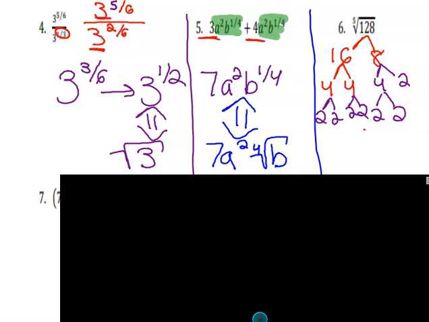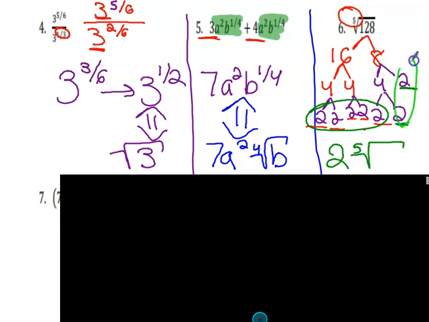All right, and then I need 5 of something in order for it to come out of the radical. So I have 1, 2, 3, 4, 5. I have a set of 5. So I take out a 2, and what do I have left over? I have 2 2's left over. So I have 2 times the 5th root, and then 2 times 2 is 4. Woohoo. So I have 2 times the 5th root of 4.